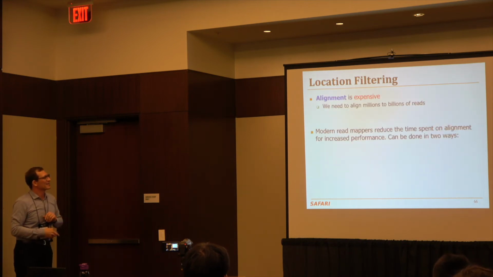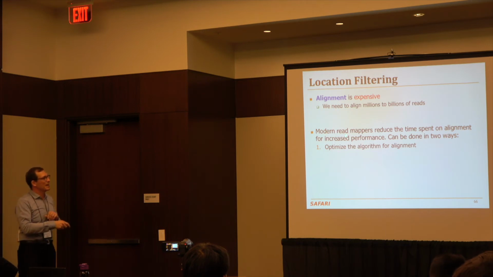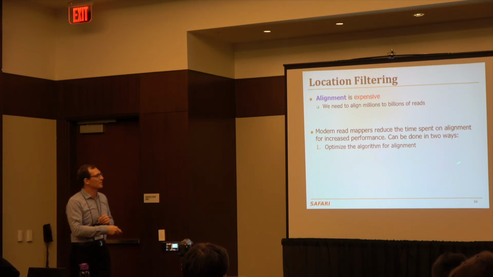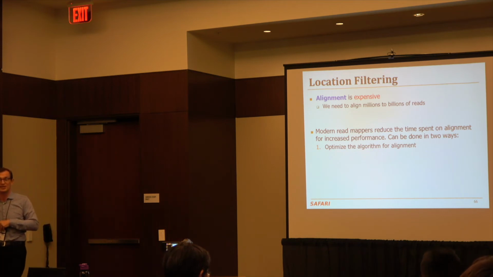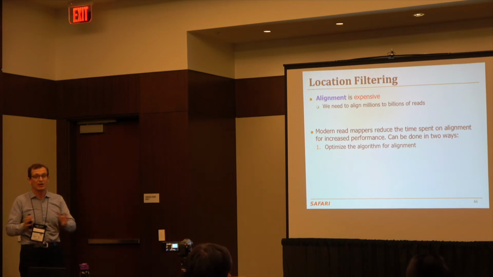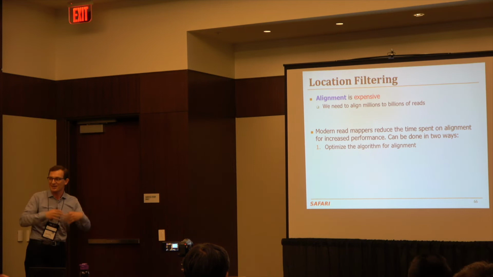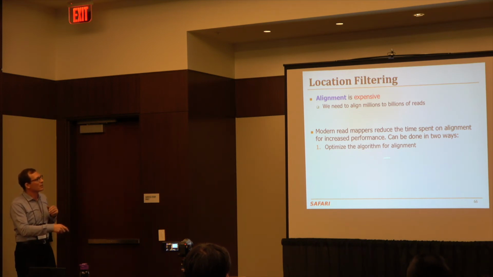Okay, I've already said this, but I would like to point out one thing over here. Modern read mappers reduce the time spent on alignment for increased performance. This can be done in 2 ways. You can optimize the algorithm for alignment, actually. You can optimize the edit distance computation. I briefly told that. There is a lot of work in this area. People actually built a lot of FPGA accelerators to optimize the alignment, which is very interesting, and I think there needs to be more work in this area also. We're taking a different approach. We're not optimizing this.